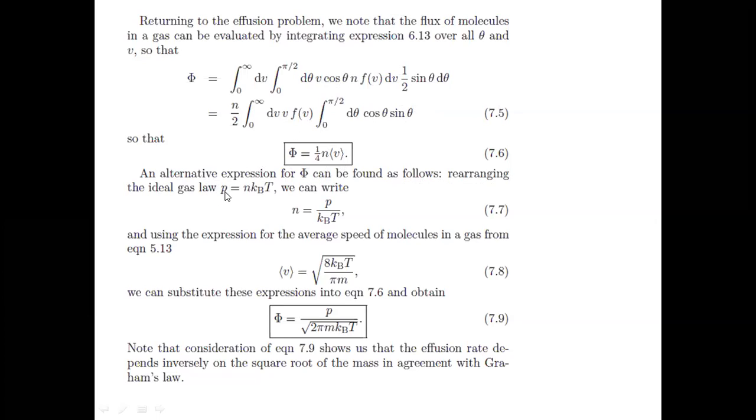Rearranging the ideal gas law, the pressure equals n kB T. So we can write n, the number density, equal to P, the pressure, over kB T. And using the expression for the average speed of a molecule in a gas, equal to the square root of 8 kB T over pi m, we can substitute this expression into equation 76 and obtain the flux equal to the pressure over the square root of 2 pi m kB T. Note that consideration of this equation shows us the effusion rate depends inversely on the square root of mass, because the other terms are constant, in agreement with Graham's law.